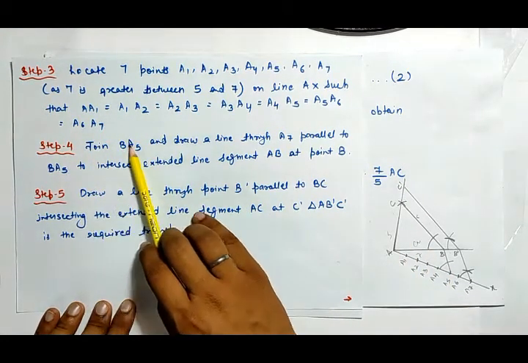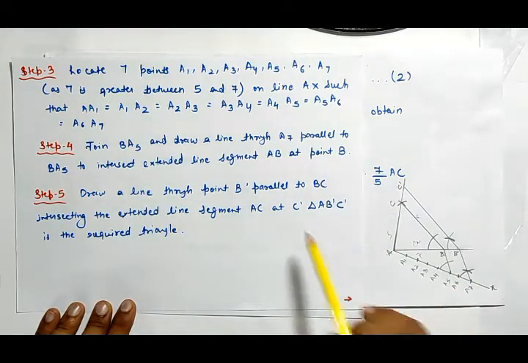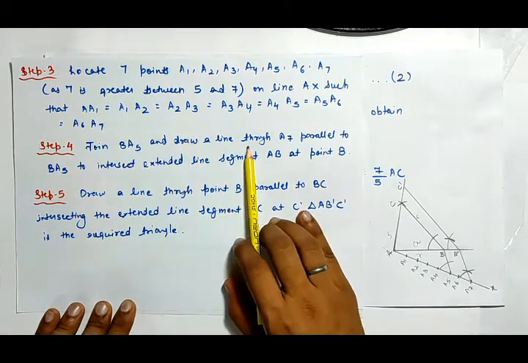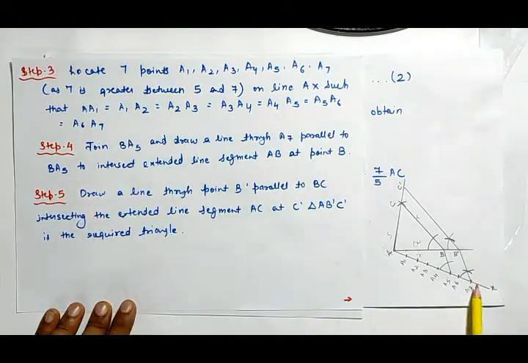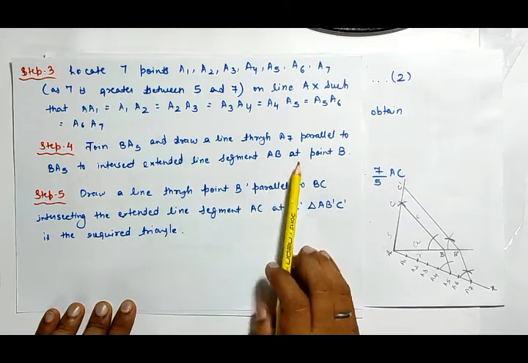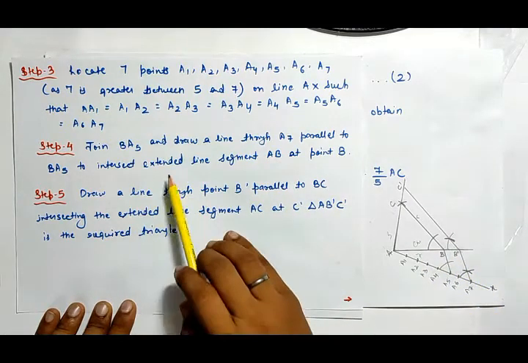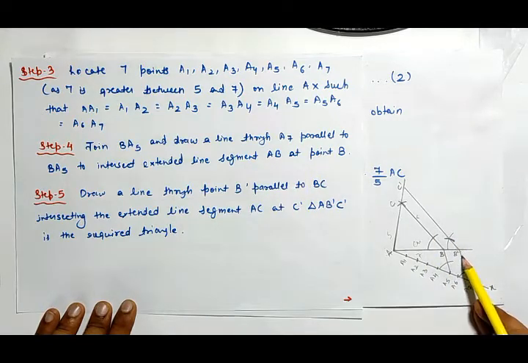Step 4 is join BA5. We have to join BA5 and draw a line through A7 parallel to BA5. We have to draw this line to intersect the extended line segment AB at point B dash.